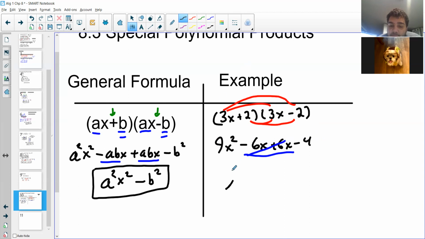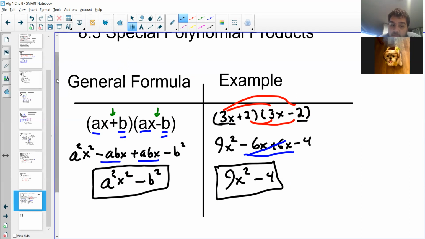So what you're left with is 9x squared minus 4. You're left with A, in this case, A is 3, so 3 squared, which is 9, x squared, minus B squared. B was 2, so minus 4. So it's 9x squared minus 4. Okay.